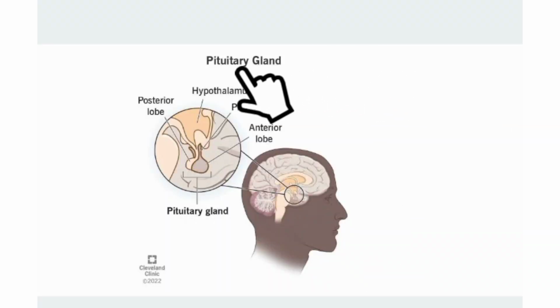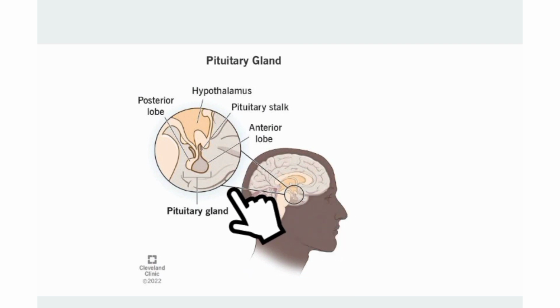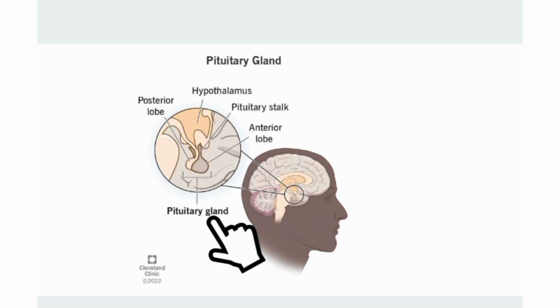So, first of all, we have to know where the pituitary gland is located. Here you can see the pituitary gland is located at the base of your brain, as we said. So we can zoom from here. This is the base of the brain. You can see the pituitary gland is located at the base of the brain, just below the hypothalamus. This is the hypothalamus, and just below the hypothalamus you have the pituitary gland.